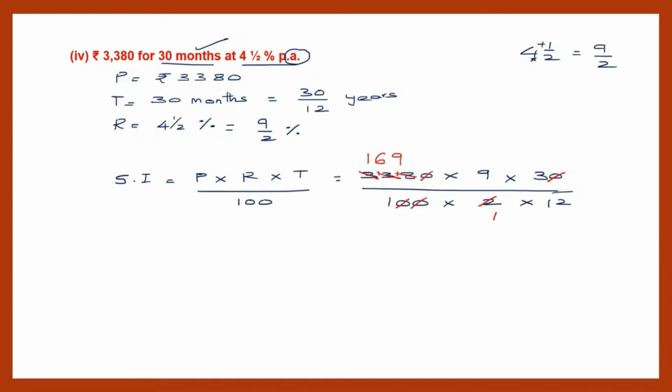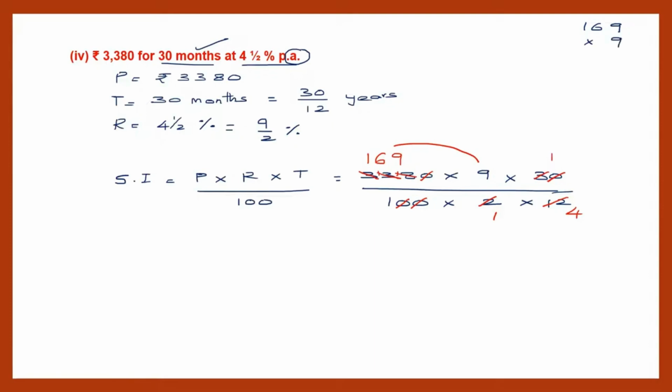Now what else can we cancel? I can cancel 12 and 9 both by 3, isn't it? Or 12 and 3 also I can cancel by 3. So let's cancel 3 and 12. So this is 3 ones are 3, 3 fours are 12. Now there's nothing else that we can cancel. So let's multiply the numerators. That is 169 into 9.